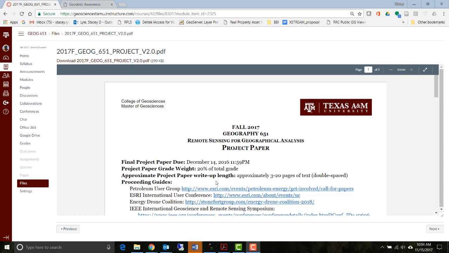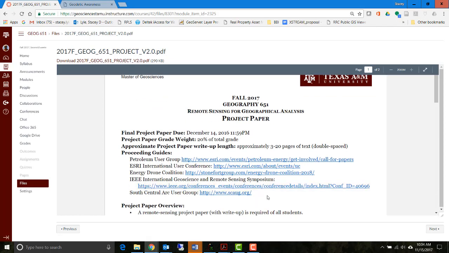I'll show you what I'm looking for. It should be 3 to 20 pages. The 3 pages might be that you're collaborating with somebody or you're describing what you'll do, and I'll have more details on that. But we're going to follow basically the guidelines of conference proceedings.